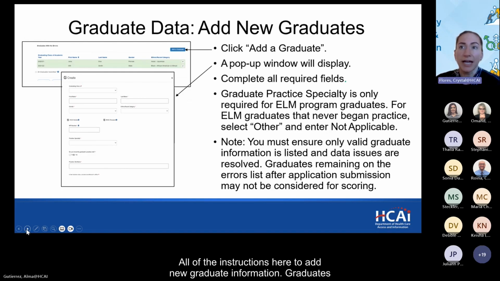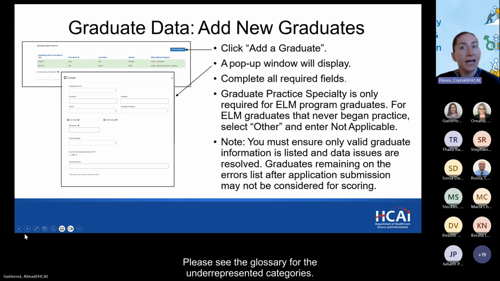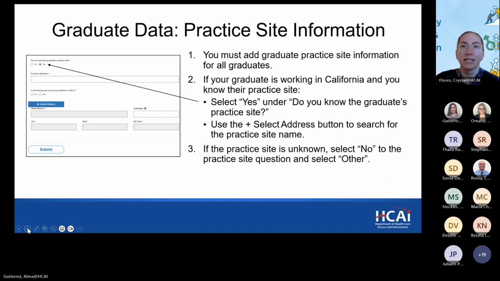Follow the instructions here to add new graduate information. Graduates underrepresented in medicine is part of scoring criteria. Please see the glossary for the underrepresented categories. And note that graduate records with errors may not be considered for scoring. Next slide.